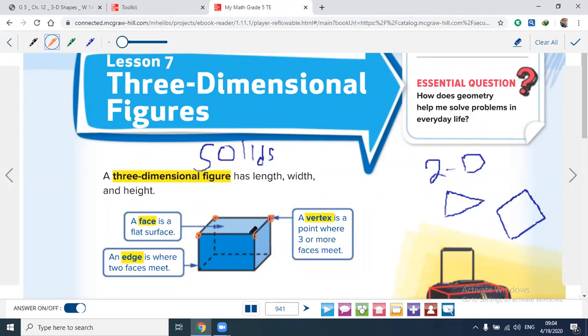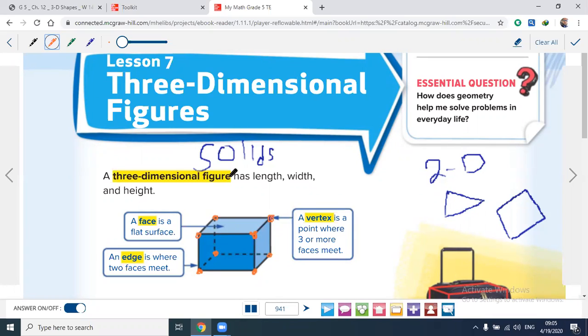A vertex is a point where three or more faces meet. Like this, also called a vertex. This is a vertex, and that's the corner inside, also a vertex. Is it clear? The plural is called vertices. Each one of these corners is called a vertex. And then I have an edge. An edge is where two faces meet. I have this face and this face, and they meet at this line. This line is called an edge.